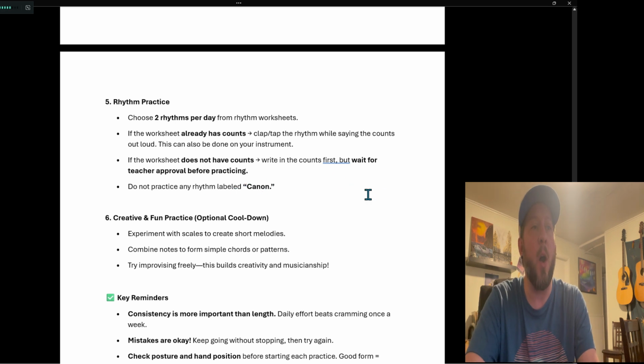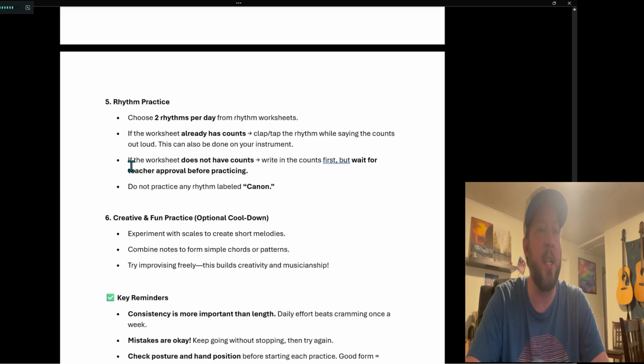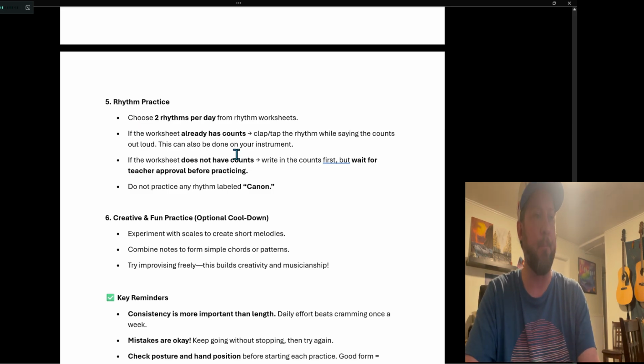All right, so a little something else on this as well. When they don't have the counts on there, you should be able to go through all of them and get the counts on pretty quickly. So that would not be a part of the choose 2 rhythms. You're not going to choose 2 rhythms just to write the numbers in. The 2 rhythms are when you're actually practicing them. Okay.